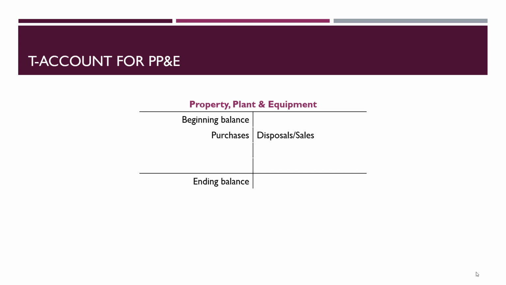The T account for PP&E, you would have your beginning balance at the beginning of the year. You would debit purchases. In other words, purchases would increase property, plant, and equipment. When you dispose of or sell PP&E, you would credit the property, plant, and equipment account, and then add all your debits and subtract all your credits, and you get your ending balance.